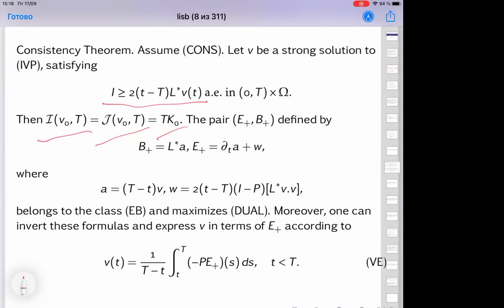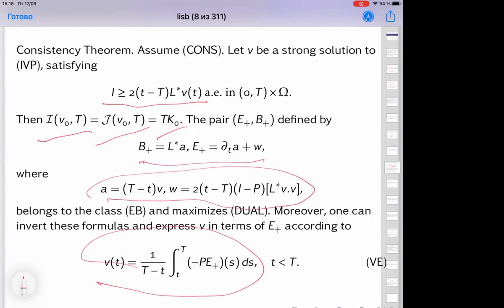If you start from strong solutions, then you have explicit formulas for how to recover. So V is your strong solution, then you can find the solution of the dual problem explicitly here. Start from the solution of the dual problem, then you can go back to the primal one. So there is this formula V, E, which relates the primal and the dual problem. B is not used. The solution of the dual problem is a pair E, B. Think of E as in some sense corresponding to the momentum, right? So you take the momentum and then you integrate it, you take the average of the momentum.